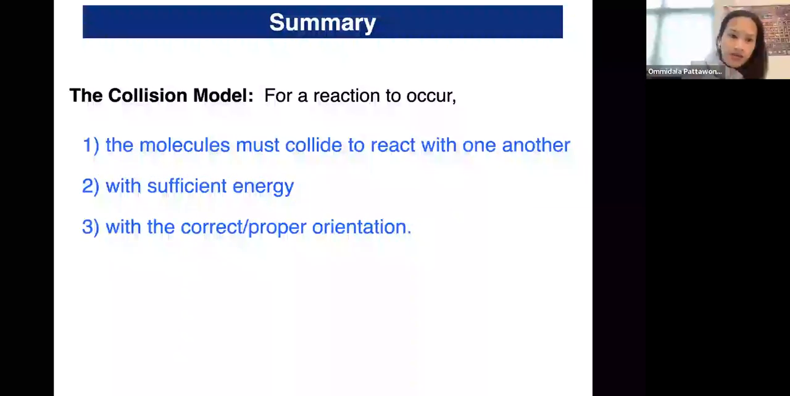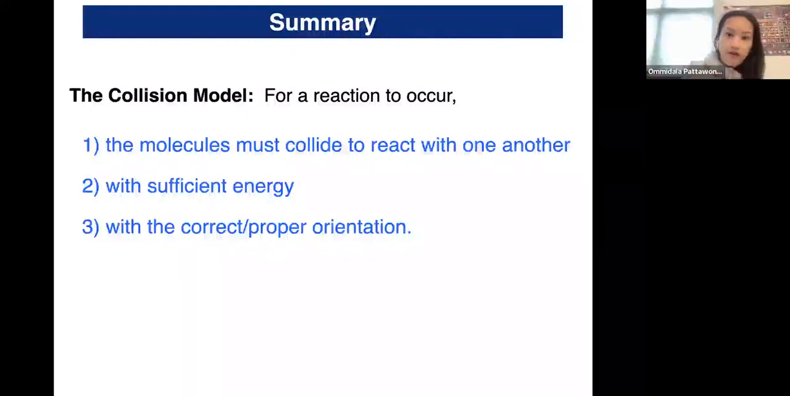So here is the summary of this video. We're looking at the collision theory, which states that for a reaction to occur, these things need to happen. One is that molecules must collide to react with one another, and also they need to collide with sufficient energy and also with proper orientation.